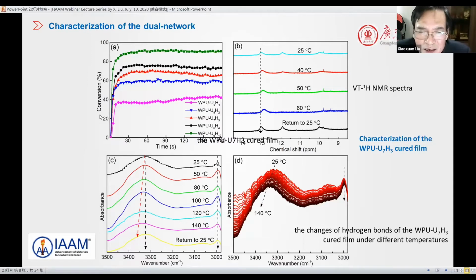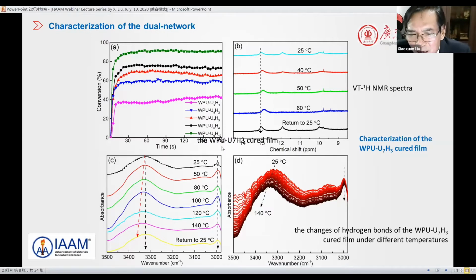This is the UV curing kinetics. It is double bonds. The UV curing conversion with exposure time. So we can see the highest conversion is up to 90%. So it is with different temperatures.